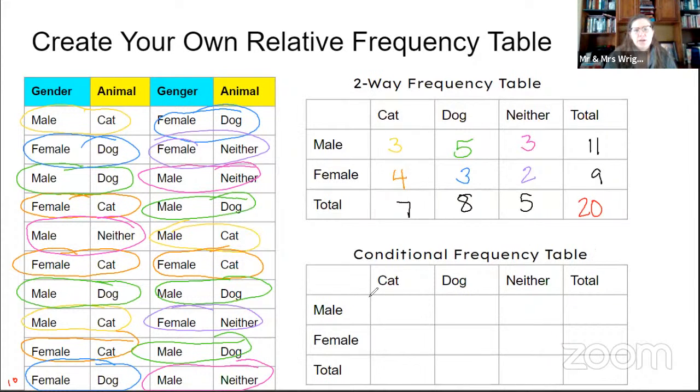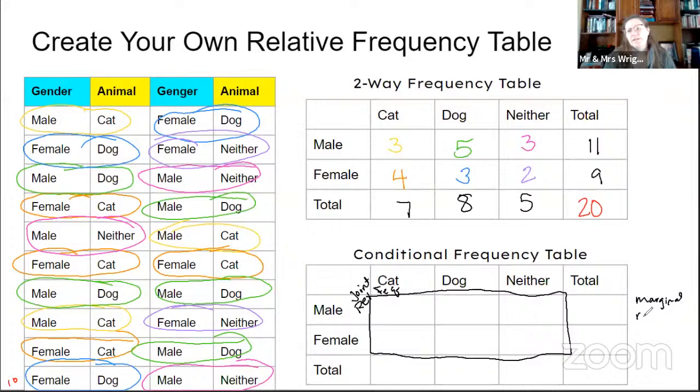Okay, so remember, what's here is going to be what we call our joint relative frequency. And then on the outsides is the marginal relative frequency. And this is still just going to be our grand total. It should equal 100% when we're done, no matter what, if we did it correctly, right? Okay, so I'm going to start by doing my joint frequencies.